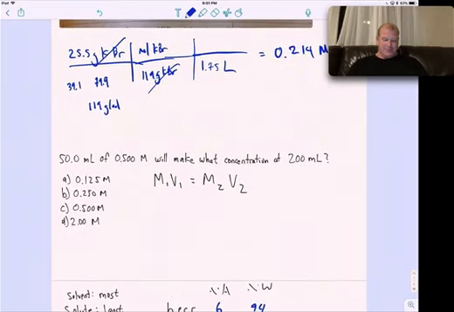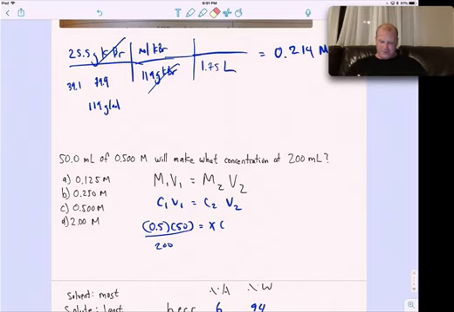And let's look at this problem. 50 milliliters of 0.5 molar will make what concentration at 200 milliliters? Now there's a trick here. Molarity 1 times volume 1 equals molarity 2 times volume 2. You might also see it as C1V1 equals C2V2. That's another way you can do that. The way you do this, I should do concentration first: 0.5 molar times 50 milliliters equals our unknown concentration times 200.